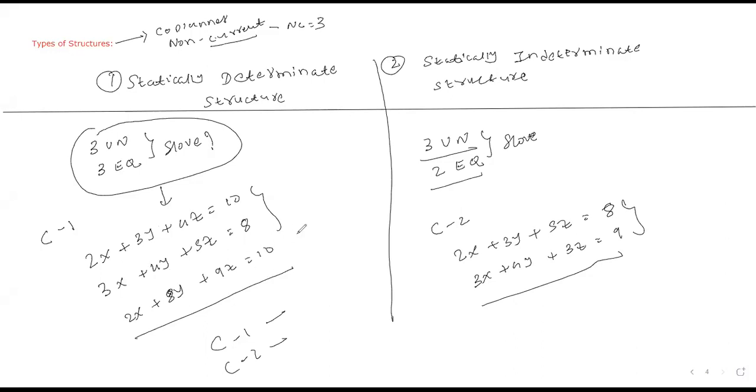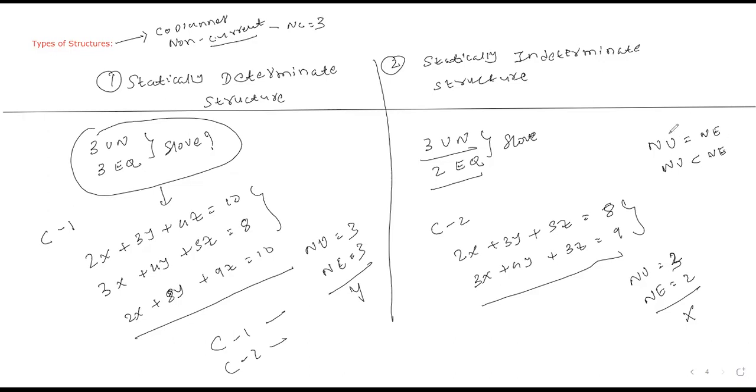So can I say that in case number 1 the number of unknowns equals 3 and the number of equations is 3? Are you able to solve? Yes. In case number 2, the number of unknowns is 3 and the number of equations is 2. Are you able to solve? No. So whenever the number of unknowns equals the number of equations, or the number of unknowns is less than the number of equations, such a structure we will call a statically determinate structure.